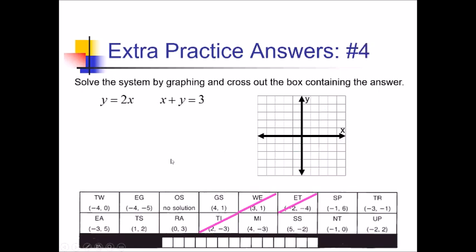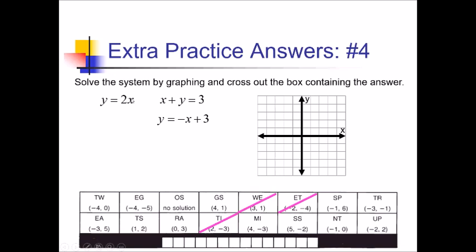For this problem, we want to figure out where these 2 lines cross. Before I graph anything, let me make sure these are both in a form that I can easily graph. So this first one is in y equals mx plus b form, although we're missing a b value, so we'll have to figure that out in a minute. This other one is not in y equals mx plus b form, so to put it in that form, I'm going to get y alone by subtracting the x over to the other side. And now I've got it in a form that I can graph.